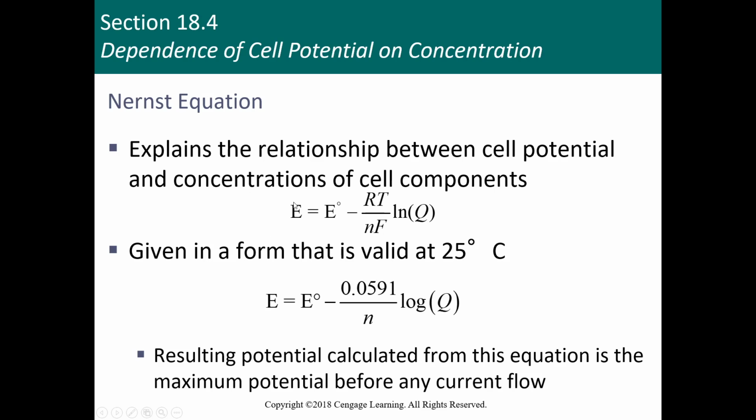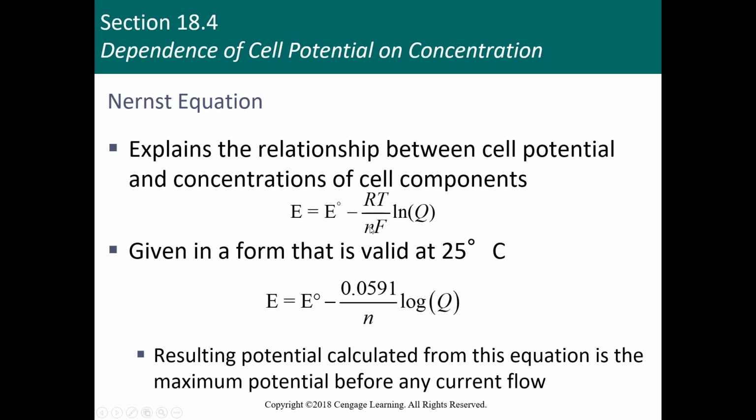E, so that's going to be your cell potential at those given concentrations, at the given conditions, equals E naught, those are under the standard conditions, minus RT, remember the temperature plays a factor, divided by nF. These two are both constants. R and F are constants. This is the Faraday. This right here is your universal gas law constant. And of course, n is just your number of electrons.